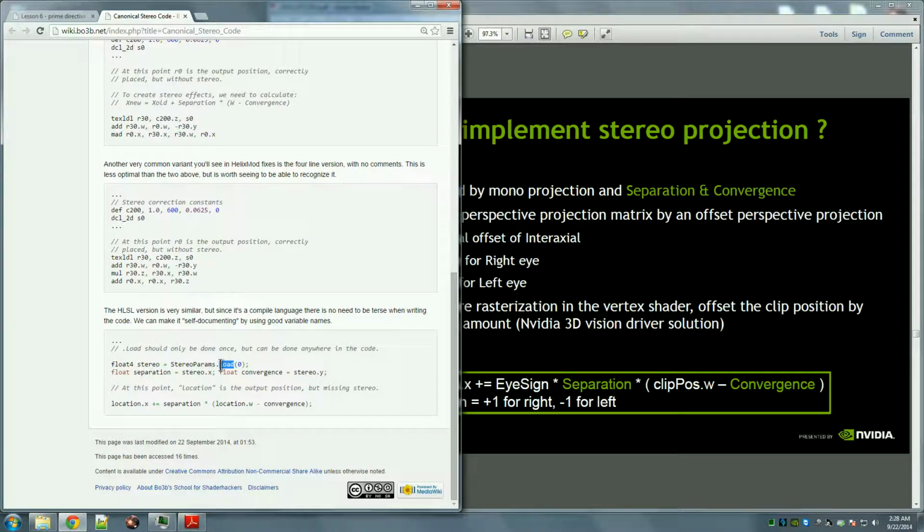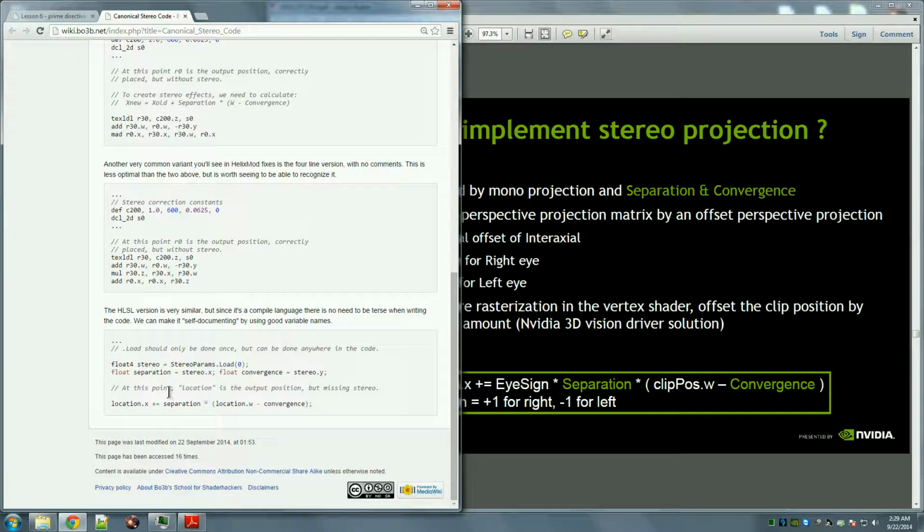We load a stereo parameter. This is a sampler. It's just the way that NVIDIA has defined it, but we have to do this in order to be able to get access to these. So the stereo parameter here is a float4, where X is the separation and Y is the convergence. Those are the two parameters that we need.